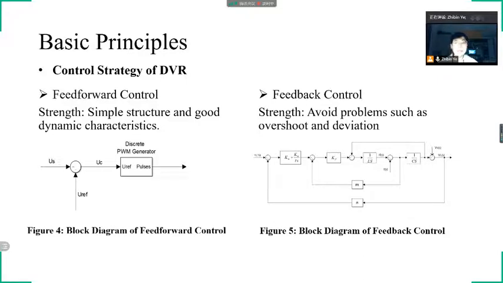And the second is feedback control. Its strength is it can avoid problems such as overshoot and deviation. And in figure 5 is the feedback control block diagram. In this design, we will mainly adopt the second method, the feedback control.